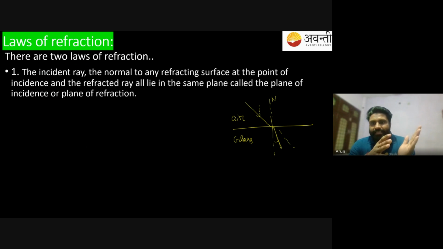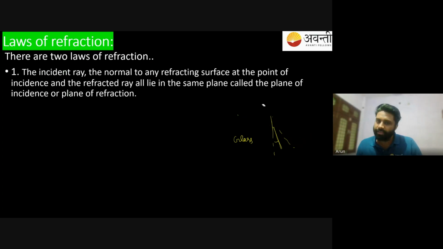So the incident ray, the normal, and the refracted ray, not the reflected one, lie in the same plane. You can see that these all lie in the same plane. It is not the case that this is the ray coming in and after refraction it goes out of the plane in some other direction. No, it moves along this path. It will not come towards you. That would be a change of plane, but it is not happening here. So this is the first law of refraction.